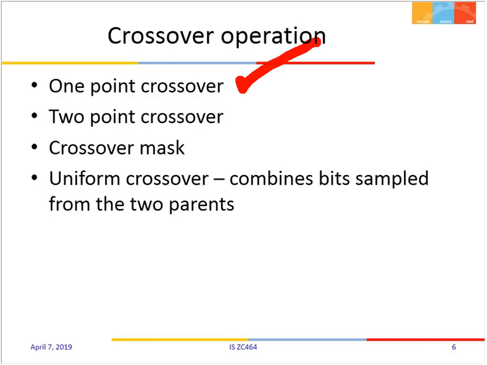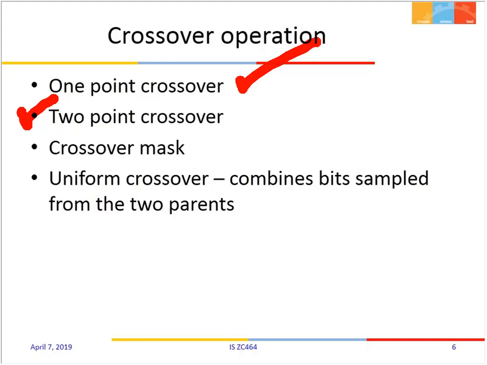Then you can also have 2-point crossover. So if out of, let us say, capital N number of bits, you have two crossover points, one between bit 10 and 11 and another between bit 20 and 21, then you will be picking up the three pieces alternatively from each string and will create the new offspring strings.